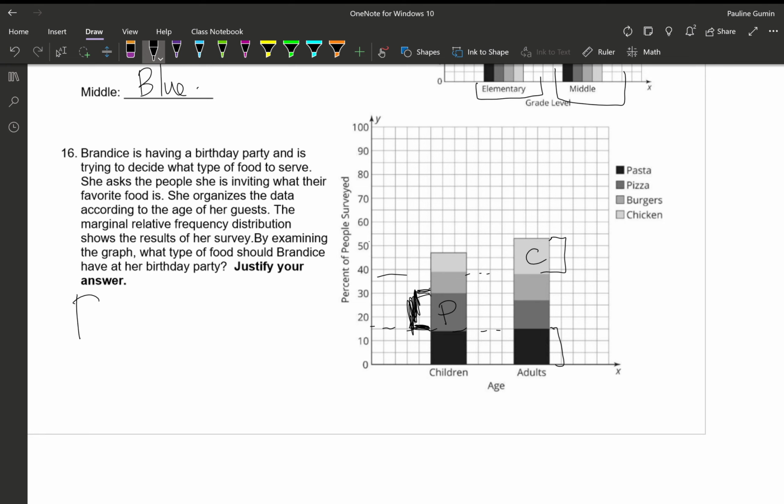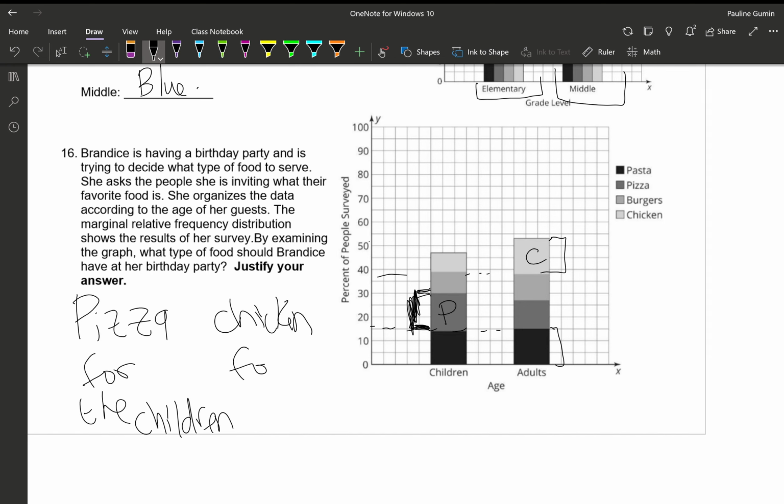So, I would say pizza for the children and chicken for adults.